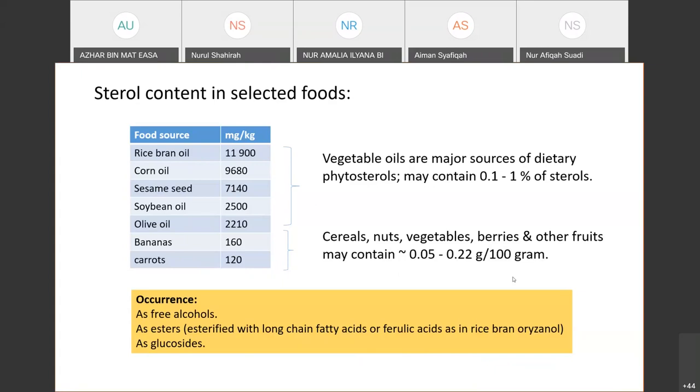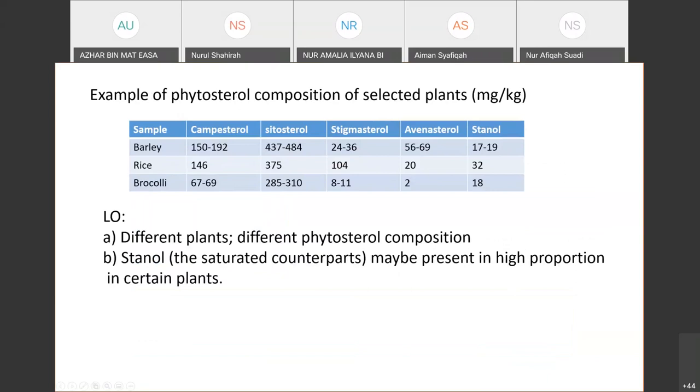Okay, example of phytosterol composition of selected plants. Again, there are always mixtures of them, like barley 150 to 182, campesterol 437, sitosterol, stigmasterol, avenasterol, and very rarely stanol. So most of the time the sterol is always more than stanol. Sometimes you will see that stanol, which is the saturated counterpart, may be present in high proportion in certain plants, but most of the time the sterol is present in much higher quantity compared to stanol, for example barley, rice, and broccoli.